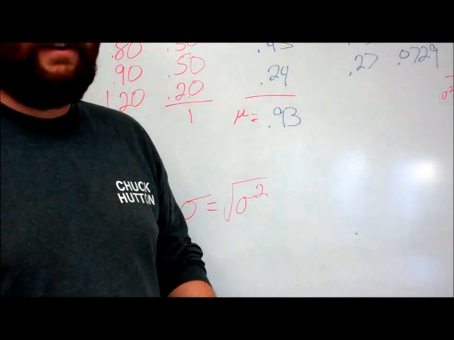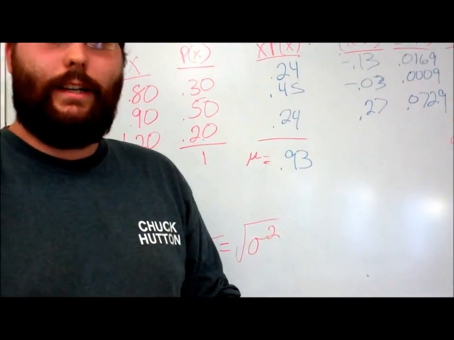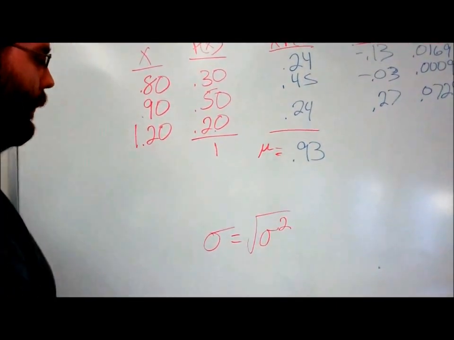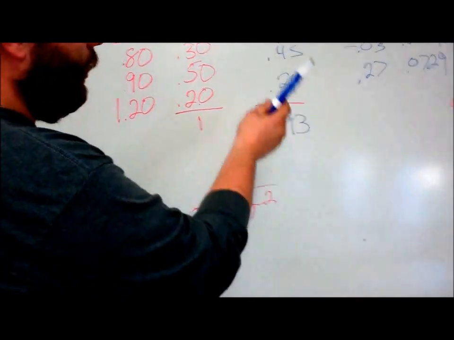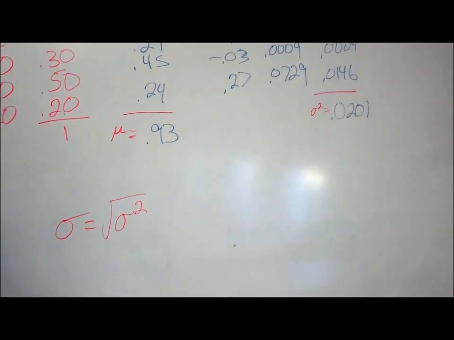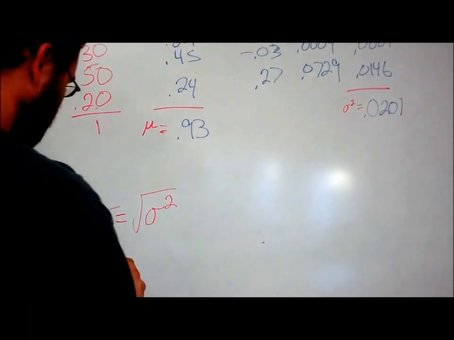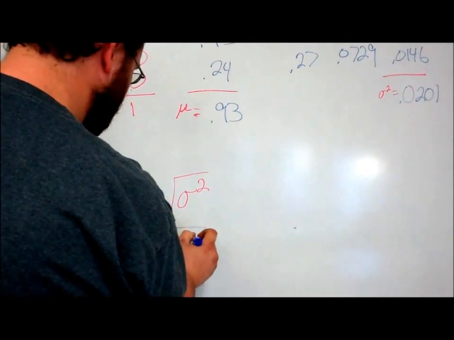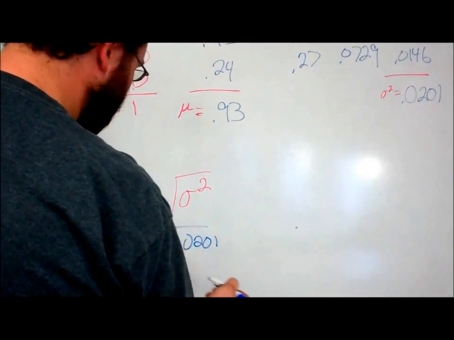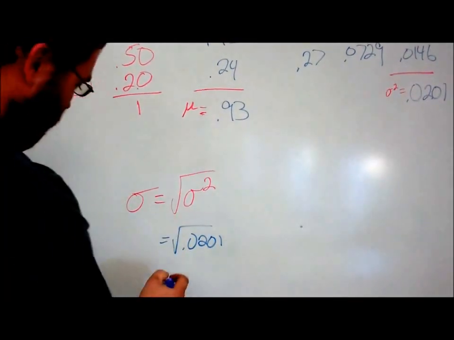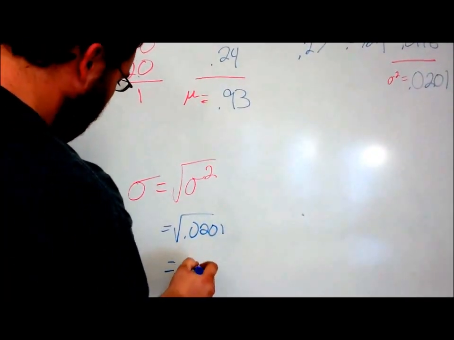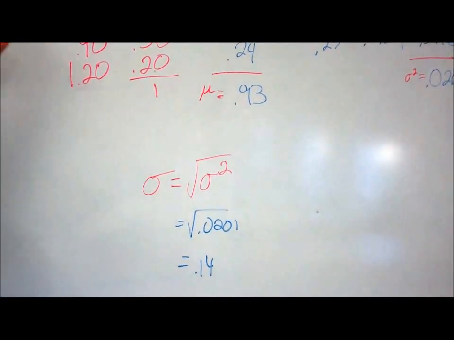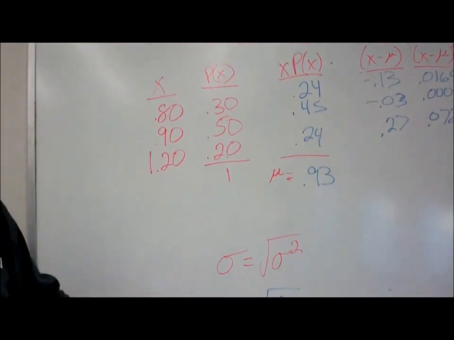Next, let's take it one step further and get the standard deviation. Standard deviation is very simple to get. All we have to do is take the square root of the variance. So pretty much, we just did the square root of 0.0201. And in doing that, we came up with 0.14, which means the standard deviation is 14 cents.